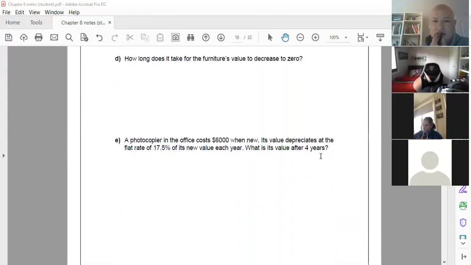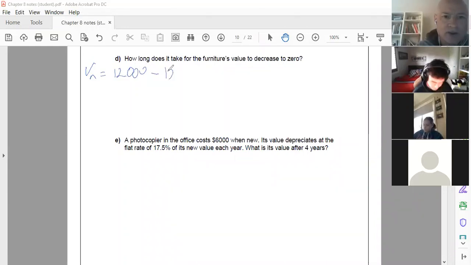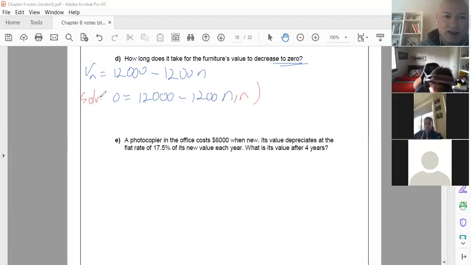How long does it take for the furniture value to decrease to 0? So we had our rule of V of N equals 12,000 minus 1,200 times N. We want this value to be 0. So I'm going to put 0 equals 12,000 minus 1,200 times N. And again, because we're solving for N, I'm going to put solve on my calculator for N and get that answer.